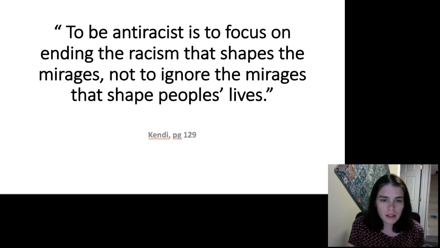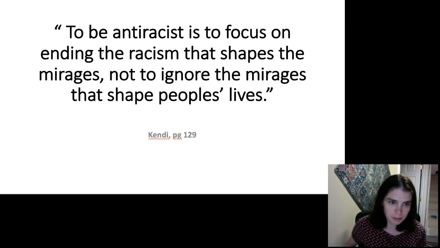So to be anti-racist, according to Kendi, is to focus on ending the racism that shapes the mirages, not to ignore the mirages that shape people's lives. So it's really important. By debunking the idea that race has a biological basis, it does not mean that we should ignore racism, because these ideas continue to shape people's lives.